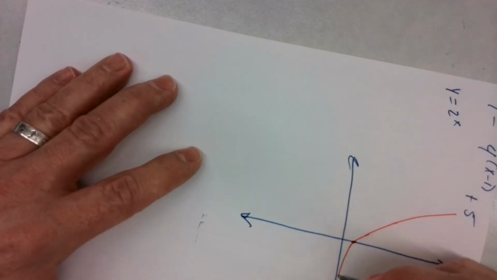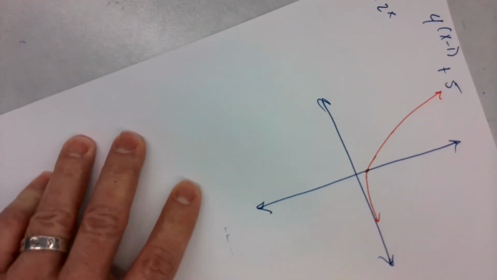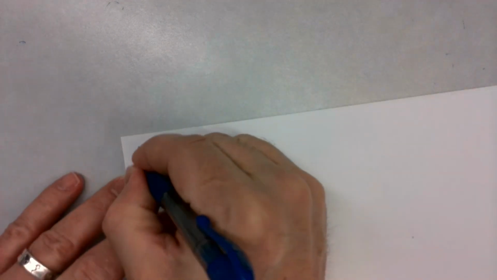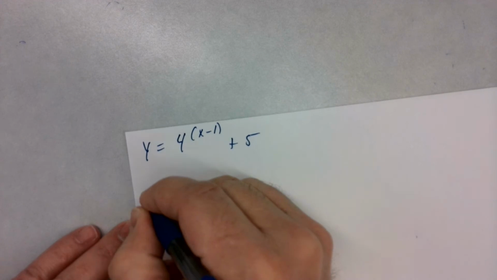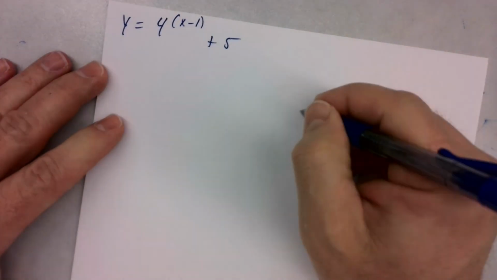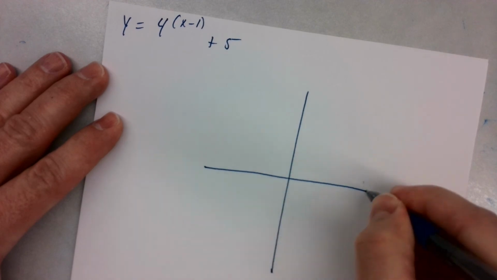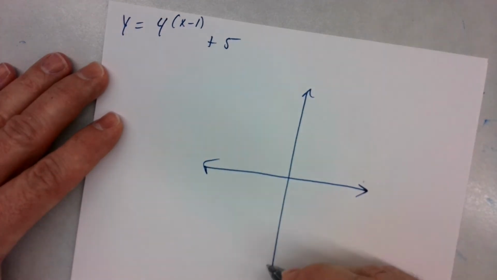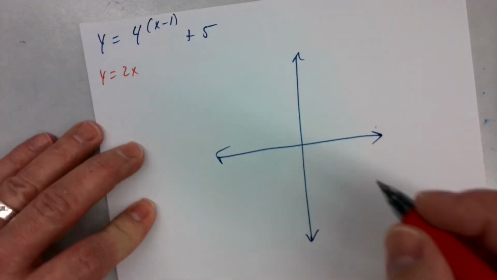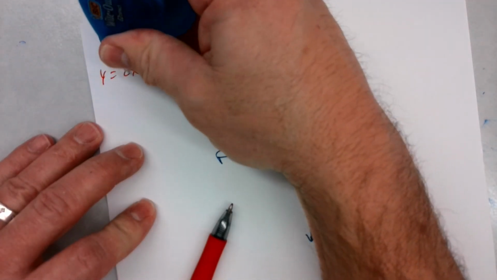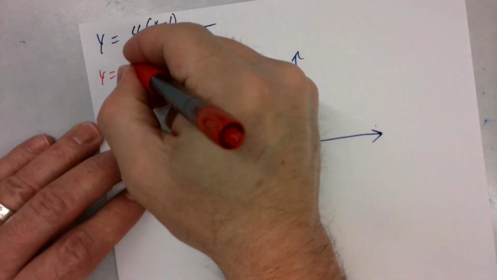Wait, why is it decay? Oh, it's not. What was my equation? 4 to the x minus 1. And then let's go y equals 2 to the x, right? 2 to the x, not 2x. Okay, so again, I've got 0, 1.